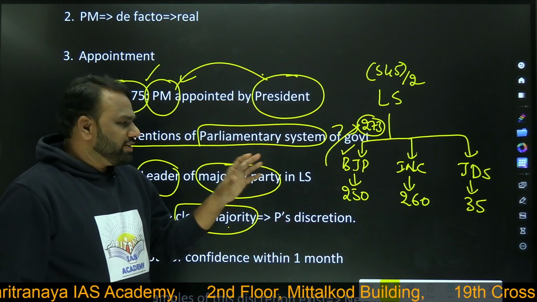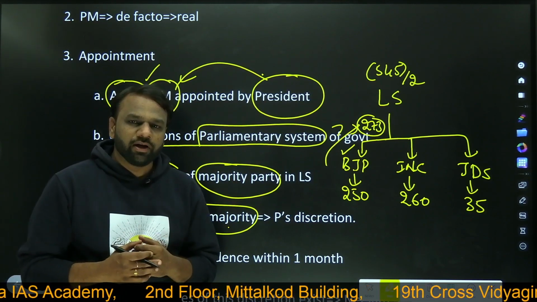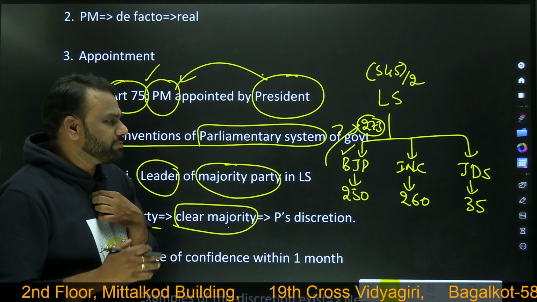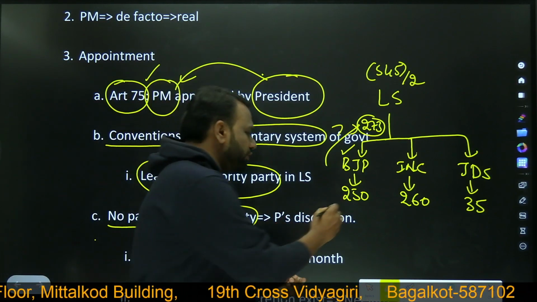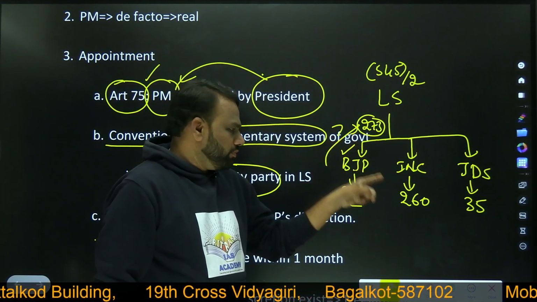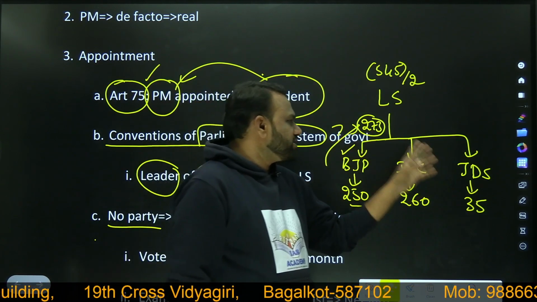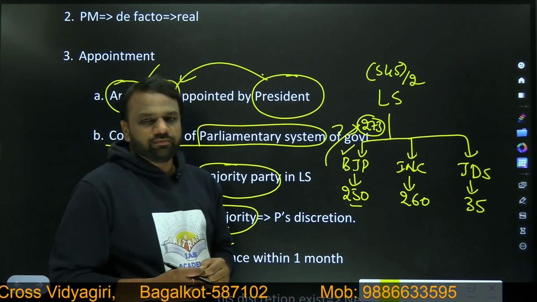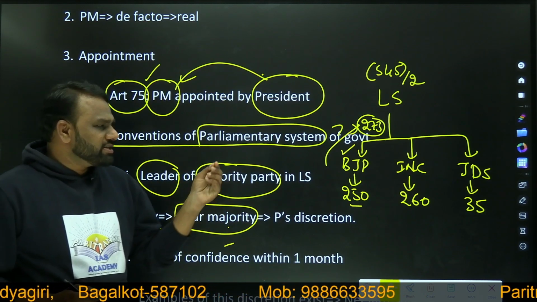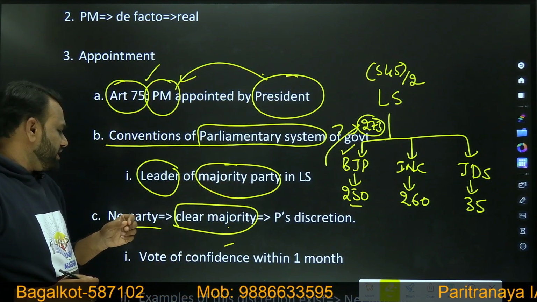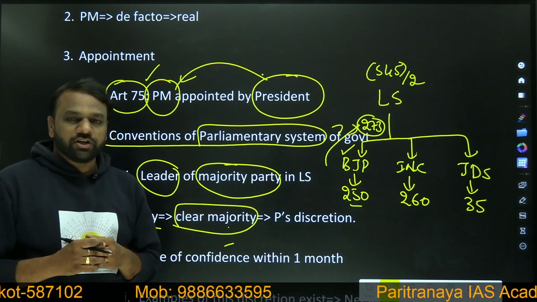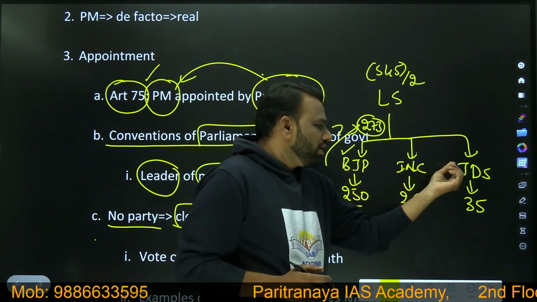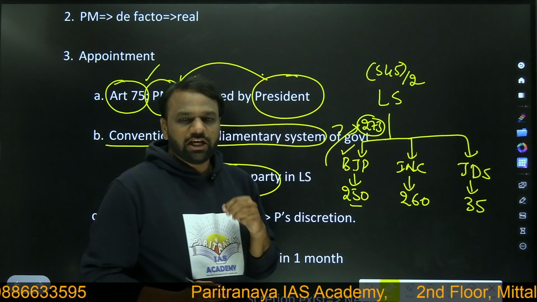Now in this scenario, who will form the government? Which is the majority party, which should choose its leader who can be appointed as Prime Minister? BJP has 250. Is 250 more than 273? No. Is 260 more than 273? No. Is 35 greater than 273? No. It means none of the parties can be considered a majority party. In such a scenario, the President can exercise his discretion. He can appoint any person, either from the BJP, the Indian National Congress, or the JDS, as Prime Minister of India.